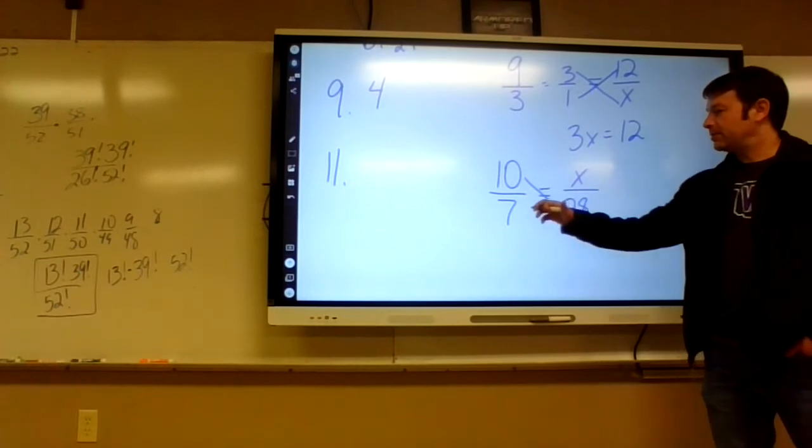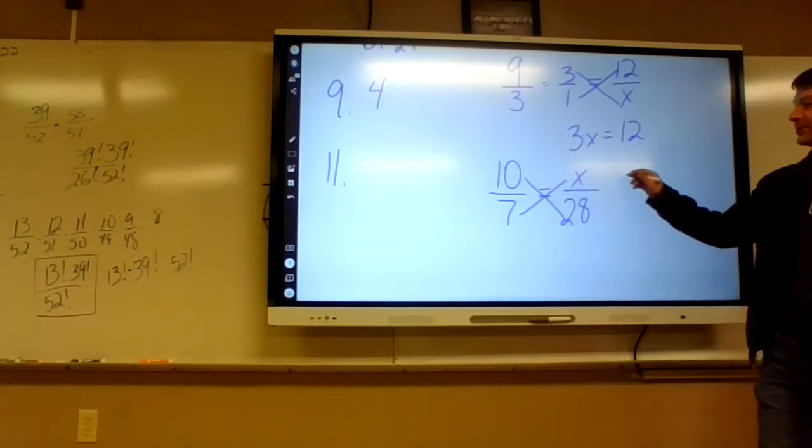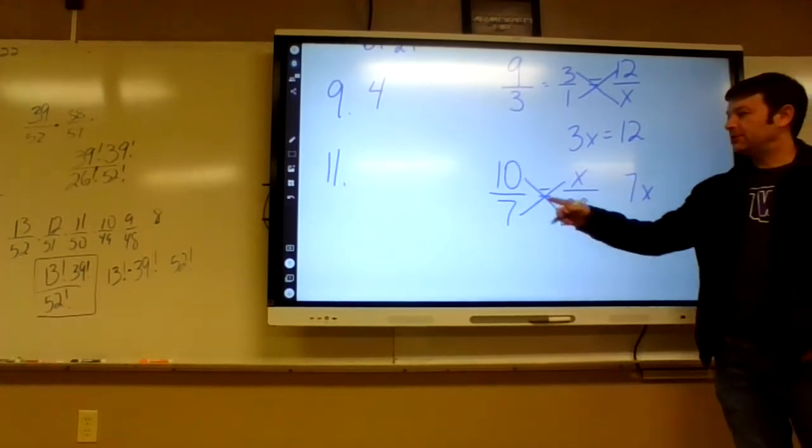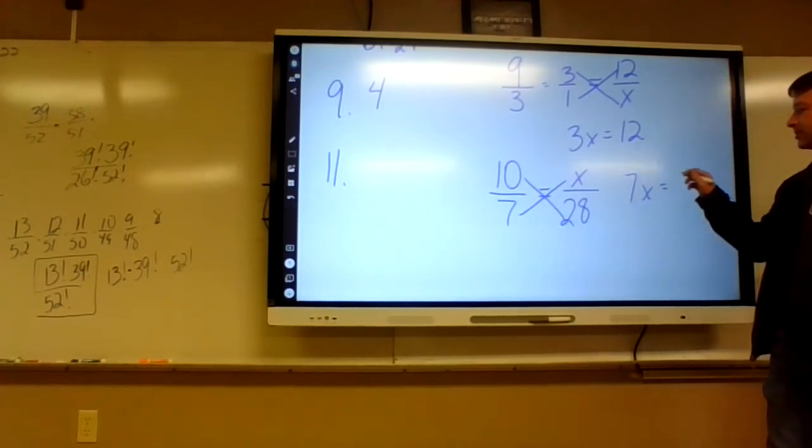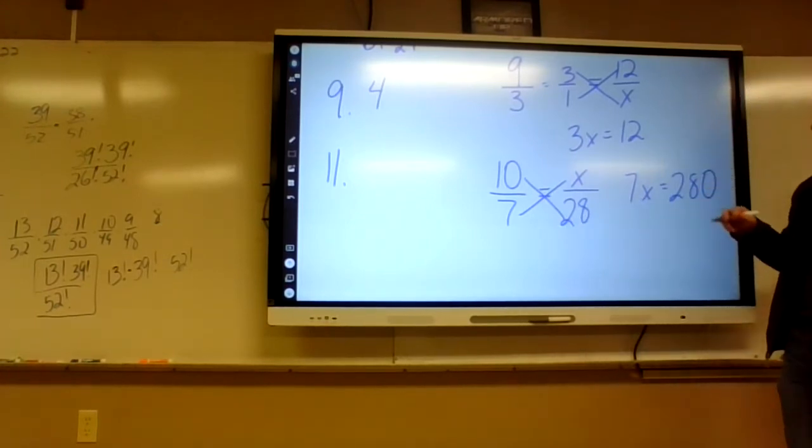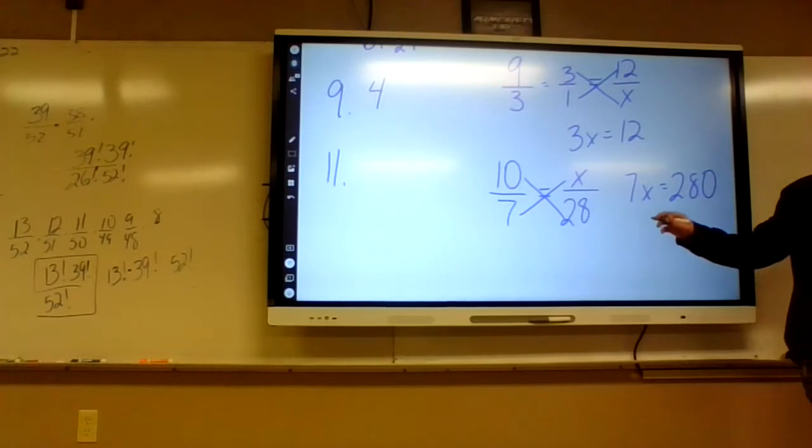They should just line up. Okay, then cross multiply: 7 times x equals 280. You guys might be able to do this without a calculator. What's 280 divided by 7? 40.